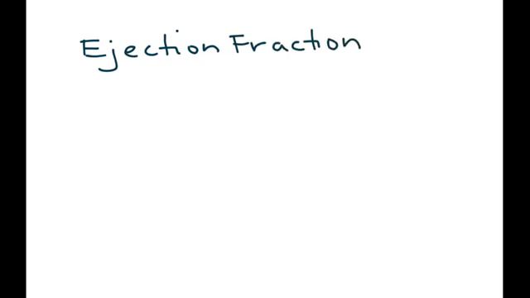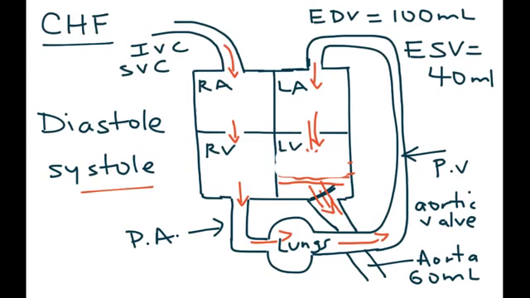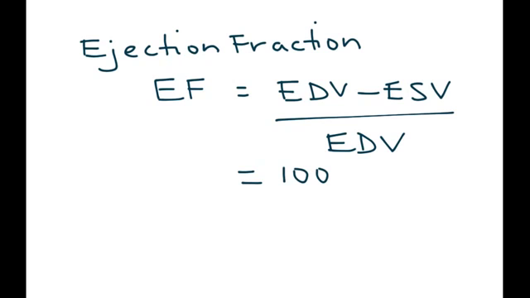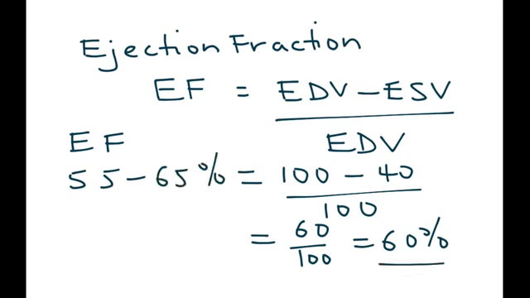So that's fine. So in congestive heart failure, you have to figure out something called the ejection fraction. That will tell you if a person has congestive heart failure or not. And that is calculated as end diastolic volume minus end systolic volume divided by end diastolic volume. So if we go back to our example, our end diastolic volume was 100 and end systolic volume was 40. So this formula becomes 100 minus 40 over 100, which is 60 over 100, which is 60%. And the normal ejection fraction in a human is between 55 to 65%. So this patient does not have CHF.